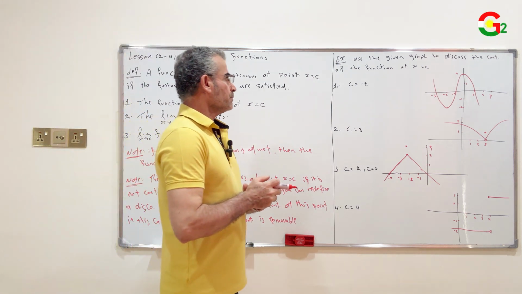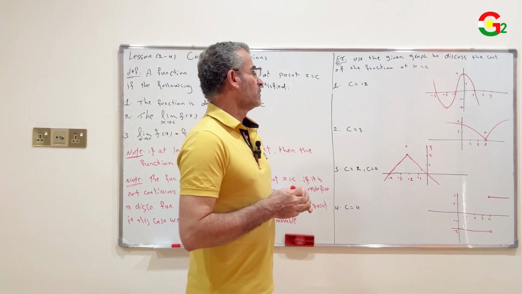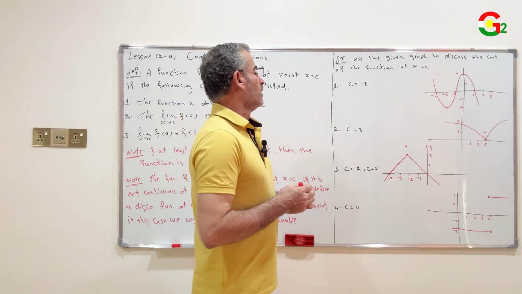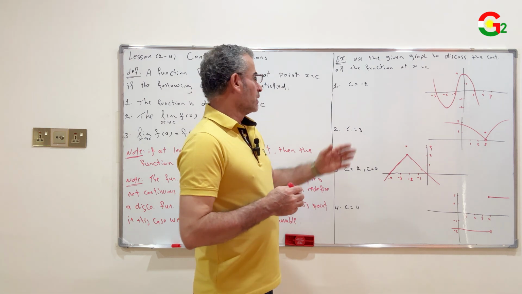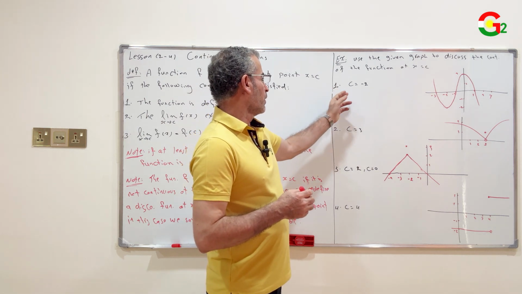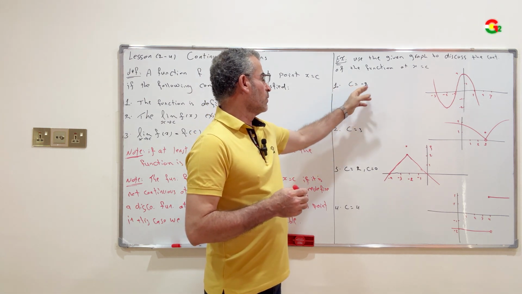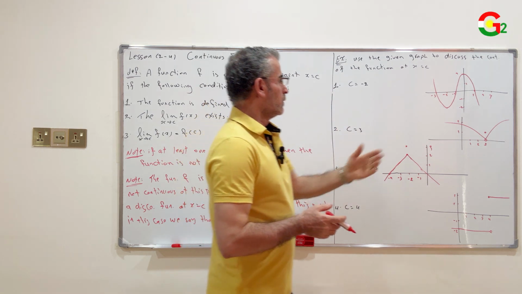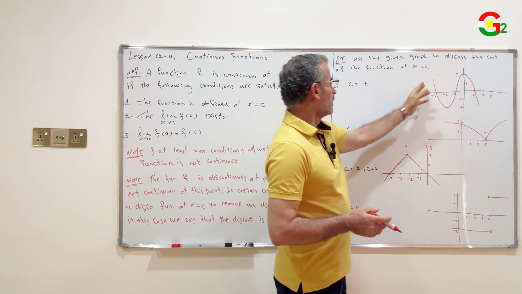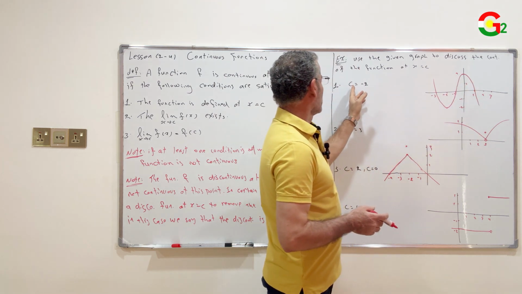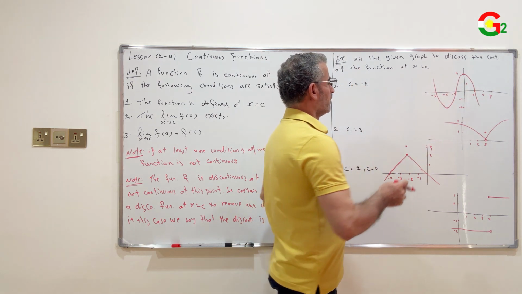Example. Use the given graph to discuss the continuity of the function at x equals c. Number 1, c equals -2. Use this graph to discuss the continuity of this function when c equals -2.